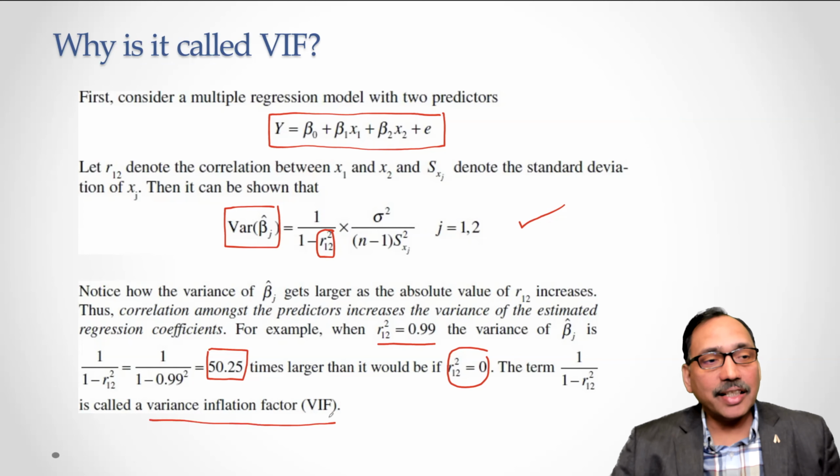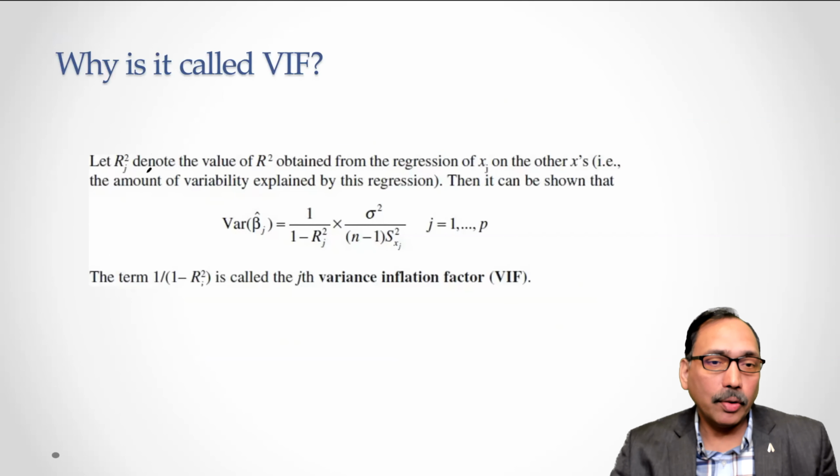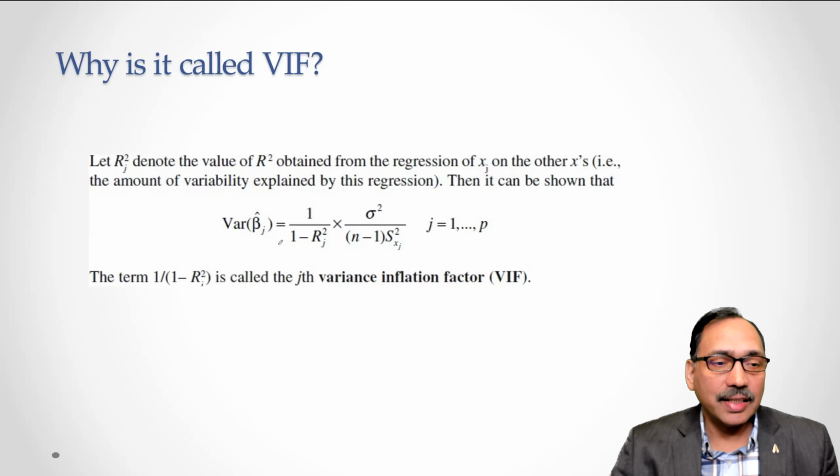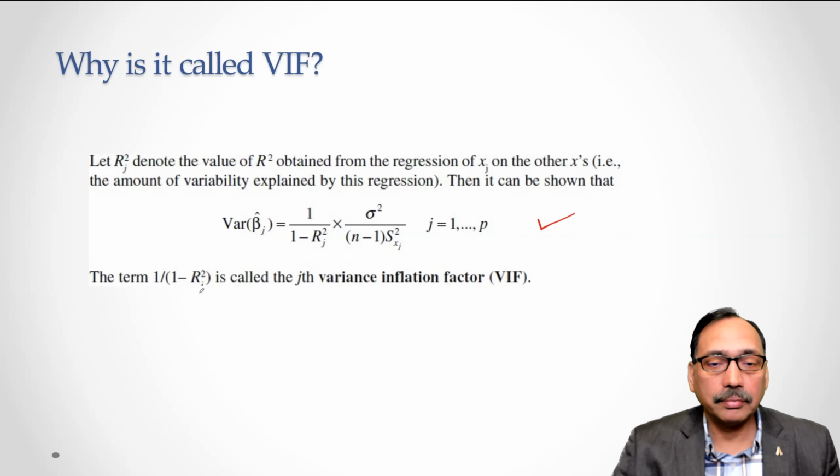Now let Rj square, which we had seen earlier, denote the value of r square obtained from regression of xj on the remaining variables. Then instead of the earlier equation, we can rewrite that as this. So here 1 divided by 1 minus Rj square is called the jth variance inflation factor.